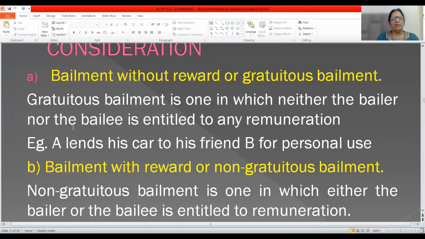So bailment without reward or gratuitous bailment. Two examples have been taken: A keeping his car in the safe custody of another, and A lending his book to B to take the examination. Here there is no reward or consideration, so the bailment is gratuitous. Another example, friends, is where a computer, watch, or motorbike is given for repairing purposes. These are examples of non-gratuitous bailment, because both the parties are going to get the benefit, the bailor as well as the bailee.